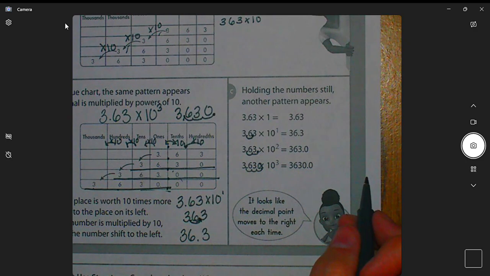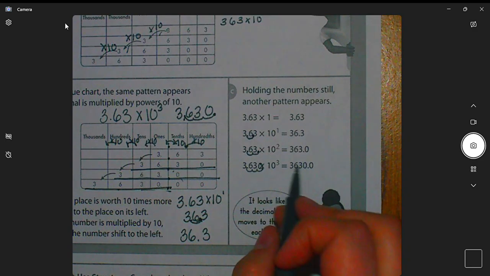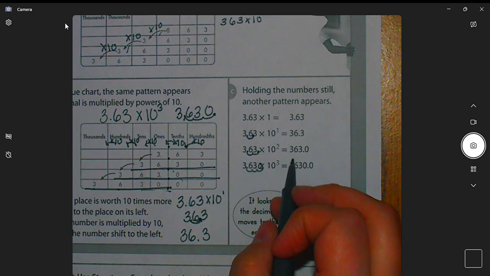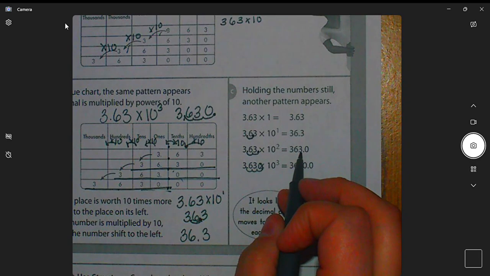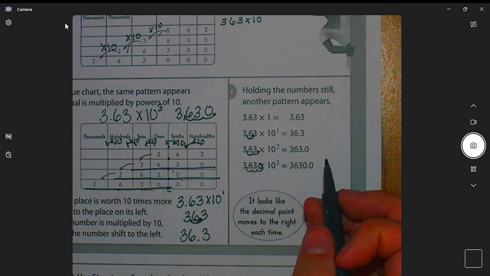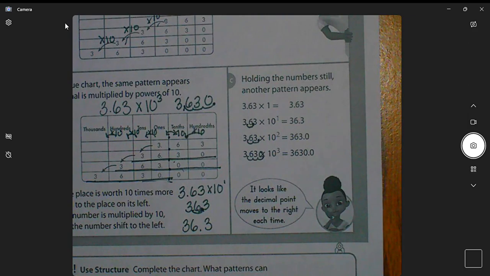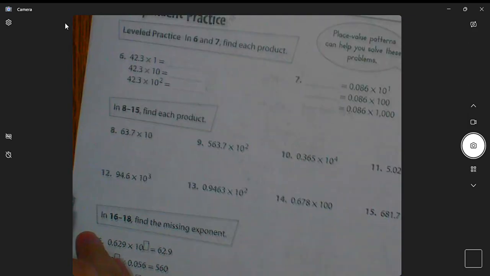Got to put a placeholder 0 because I went further than what the number had digits for. When you go more than what your number has digits for, you have to add a 0 to hold the place because there's nothing there, but there is something there. You just have to put a 0 to show that. Let's look at some examples.